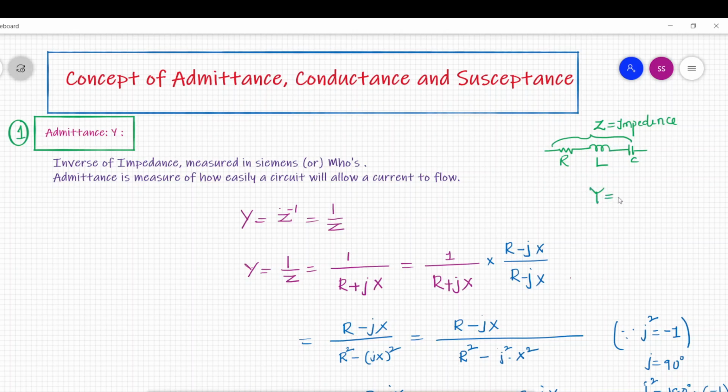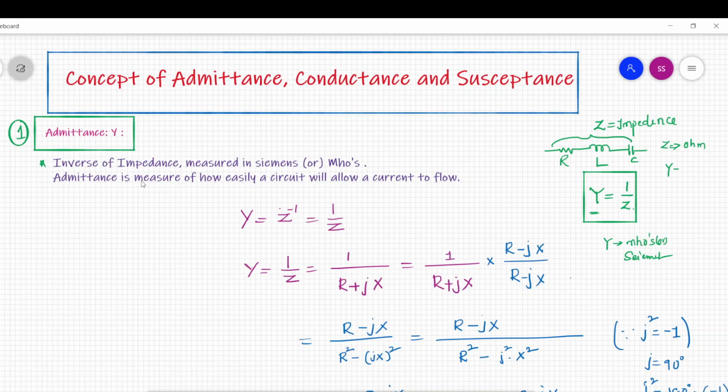Admittance is called Y, that is the reciprocal of impedance, 1 by Z. Here you can see the inverse of impedance is called admittance. Z was measured in ohms, so Y is measured in mhos, the reverse of ohm. So Y is measured in mhos or Siemens.